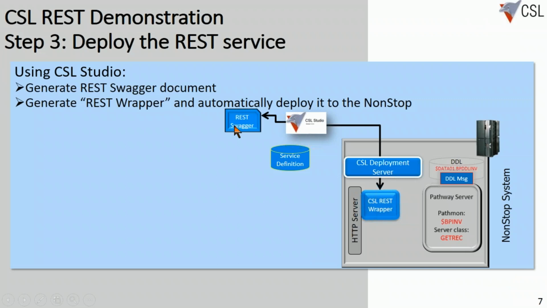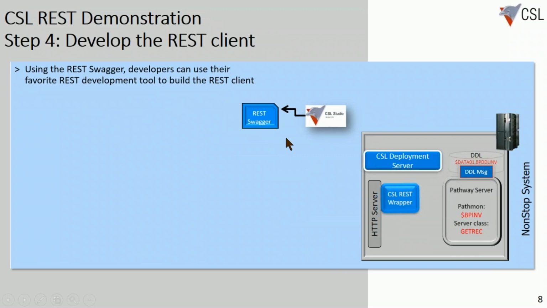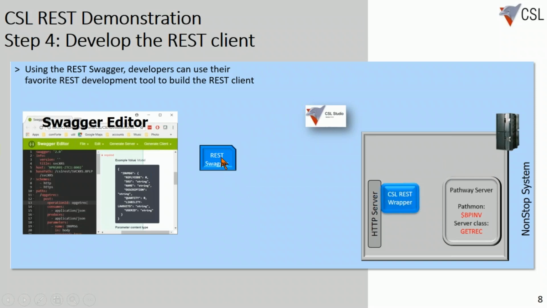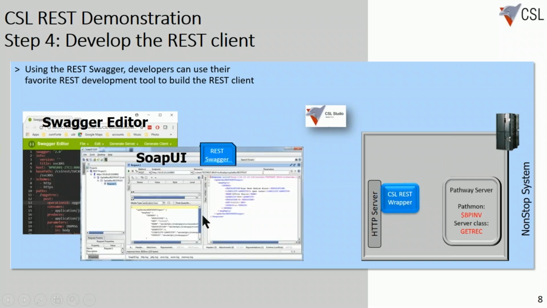So we've now generated the Swagger document, took a look at it, and it generated and successfully deployed that wrapper up to my NonStop system. So it is now sitting there waiting for that HTTP request to come up. So our next step then is to take that Swagger document, and in this case I'll be using two open source tools. I'll be using Swagger Editor and also SOAP UI.